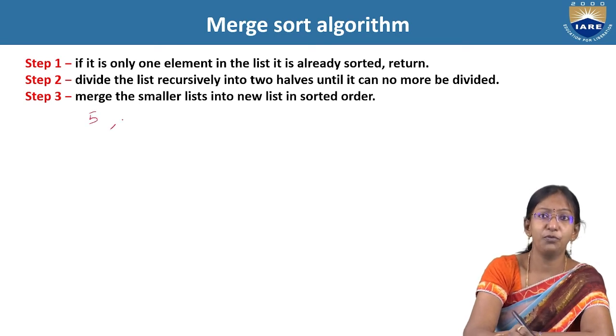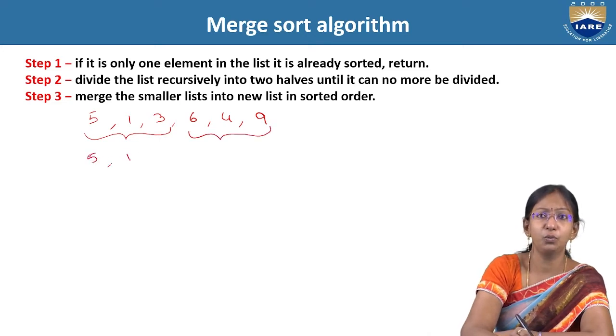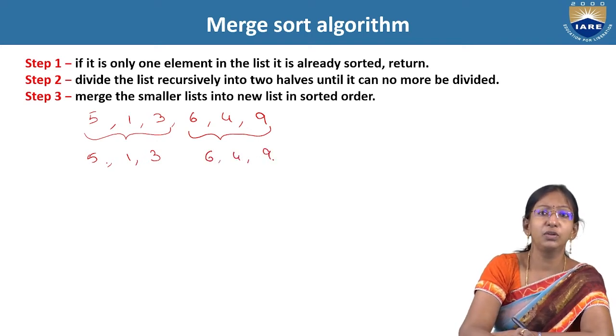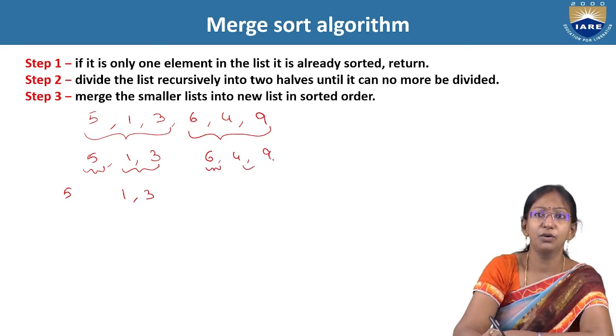So 5, 1, 3, 6, 4, 9. For example, these are the elements which you have. First of all, it is going to divide it into two halves. The first one will be 5, 1, 3, and the second list will be 6, 4, 9. These lists are further divided into two halves. One is 5, the other is 1 and 3. Here you are going to divide it into 6, 4 and 9.